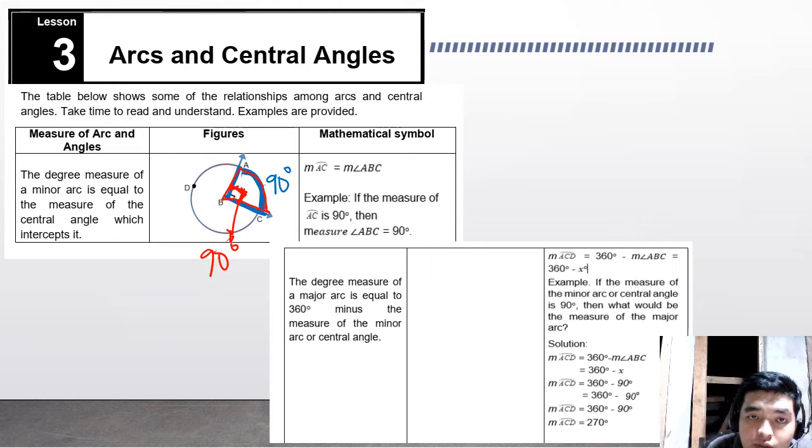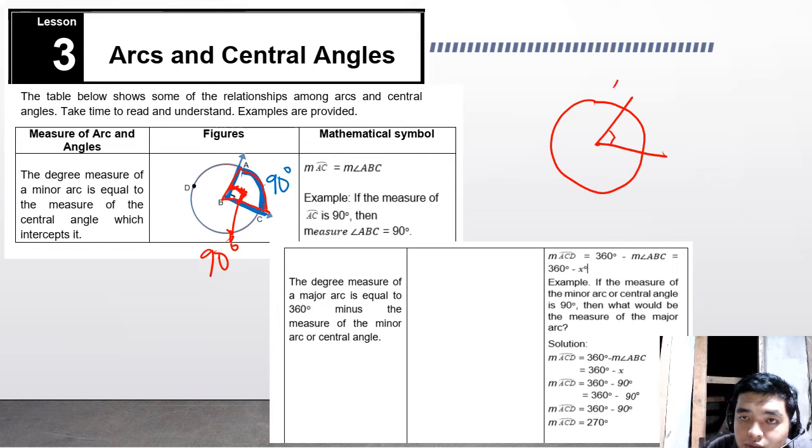So using this one, we will draw again the circle. Sorry if my circle is not perfect. This is 90, let's assume that's 90. This is A, this is B, this is C, and we have point D. So the degree measure of the major arc, meaning our major arc here is arc ADC, meaning this one.